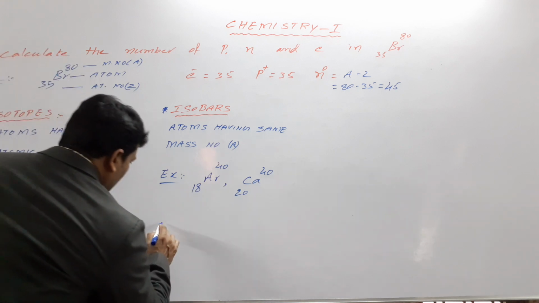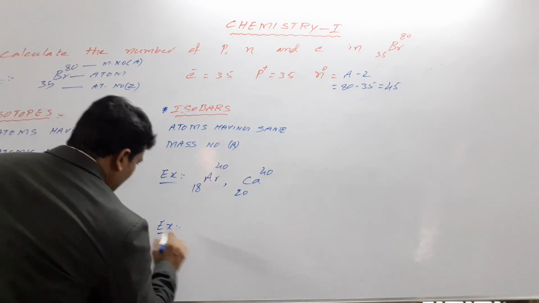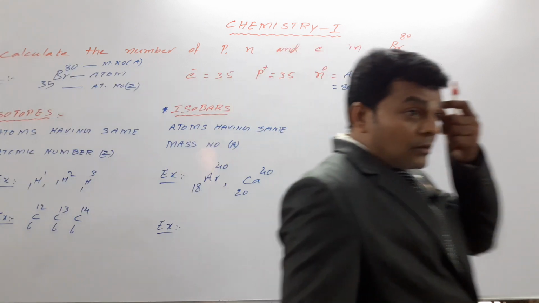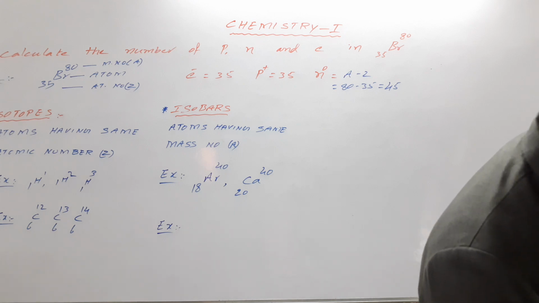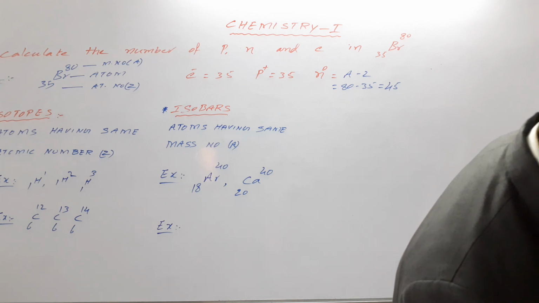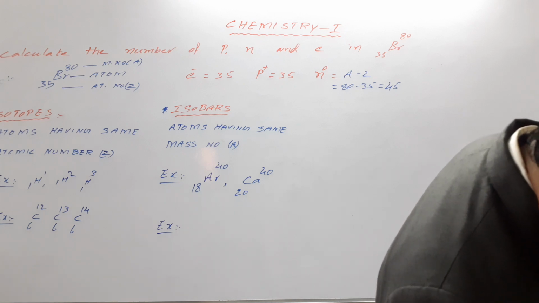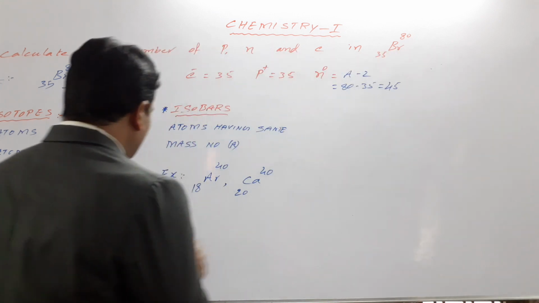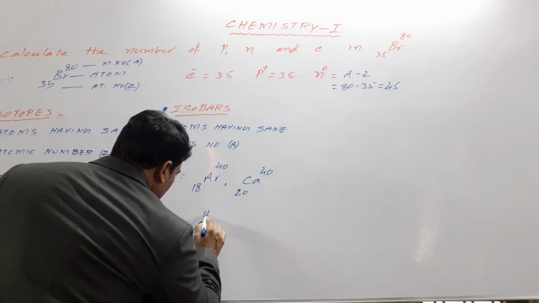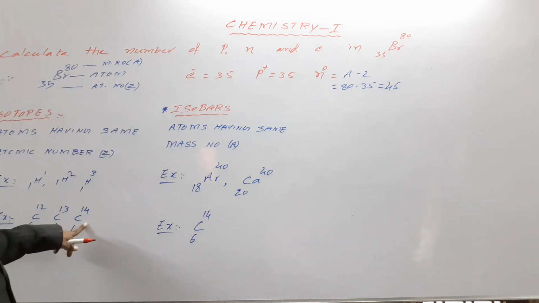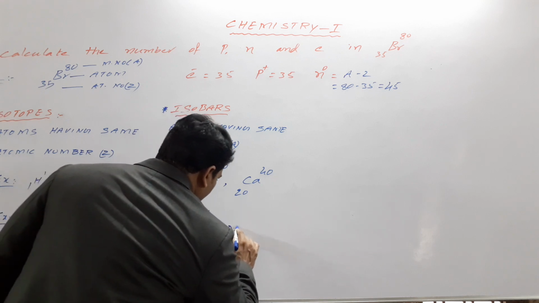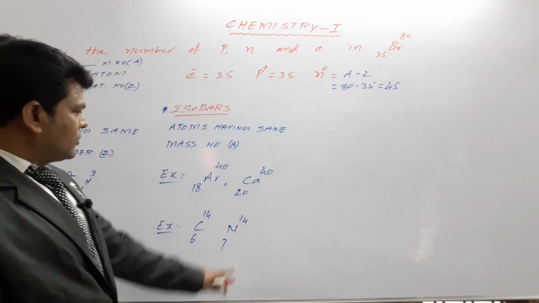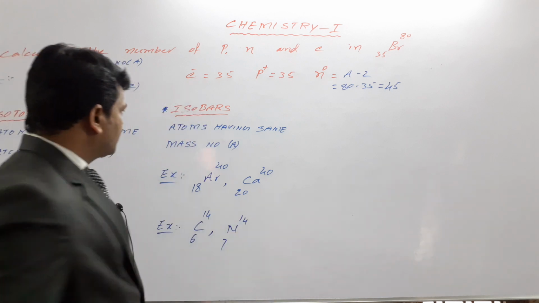Okay. One more example I will give. Carbon C614, this I am taking, and nitrogen 714 I am taking. These two are isobars.